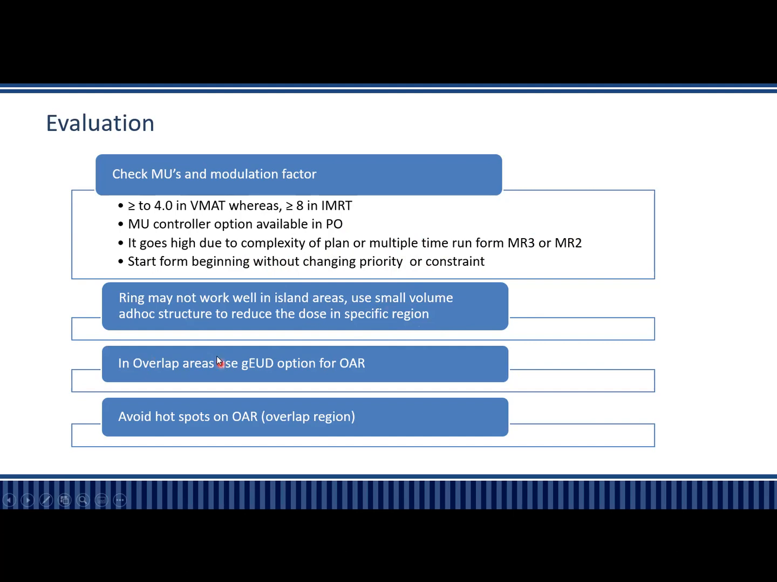In overlap areas, like where the parotid and the PTVs overlap, use the GOD options for OARs. Avoid hotspots on OARs and overlap regions. My practice is to give 100% priority on the OAR, like the parotid, and 100% to zero volume. What I am trying is to avoid the hotspot on the OAR. So the hotspot should be in the PTV, not on the overlap region of the OAR.